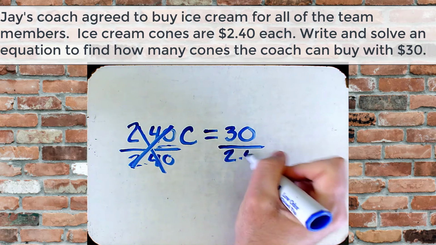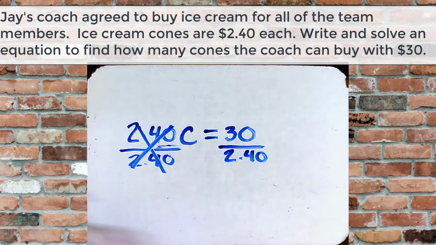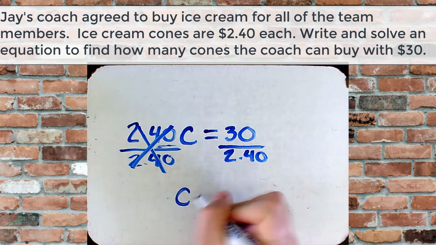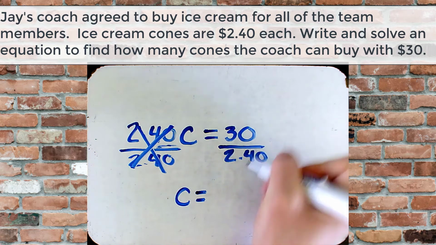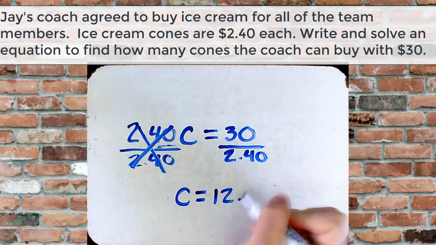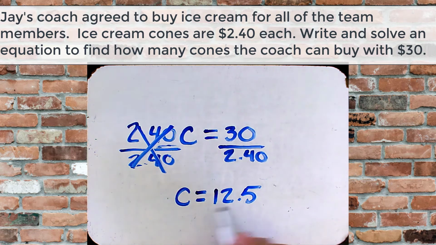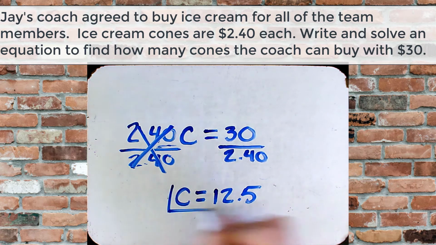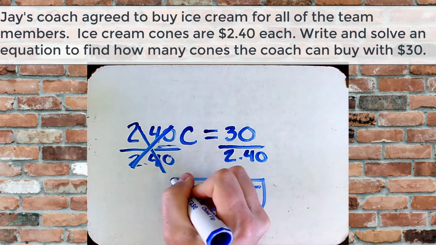So I'm going to do $30 divided by $2.40, and I'll use my calculator to help me calculate how much that is. My calculator is telling me that C equals 12.5, meaning that the coach can purchase 12.5 ice cream cones with $30. And this is the solution to my equation.